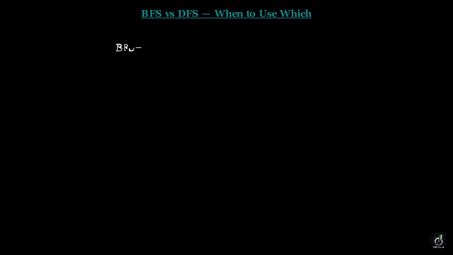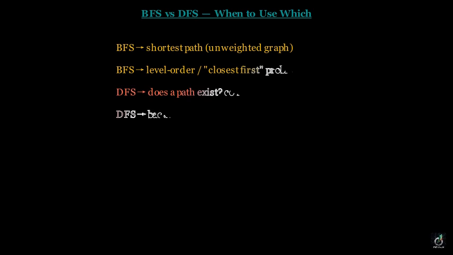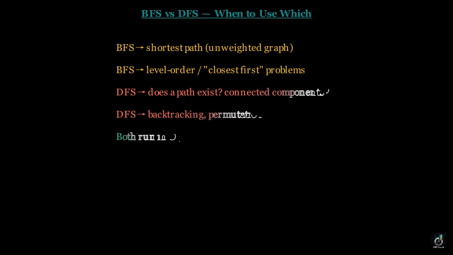Reach for BFS when you need the shortest path on an unweighted graph, or anything framed as closest first. Level order traversal of a tree is a classic example. Reach for DFS when you're asking, does a path exist, finding connected components, or solving anything that needs backtracking, like generating permutations or detecting a cycle.